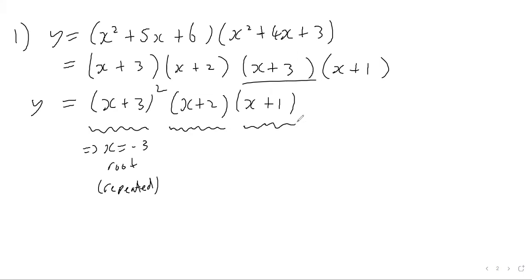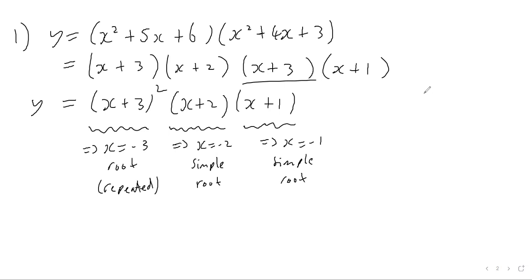And with these 2 roots here that come from these factors here, we get a root of x equals minus 2 and a root of x equals minus 1. So these are just simple roots. Since there's no multiplicity, we're not multiplying this factor by itself again. So this is just a simple root. And again, this is a simple root here.